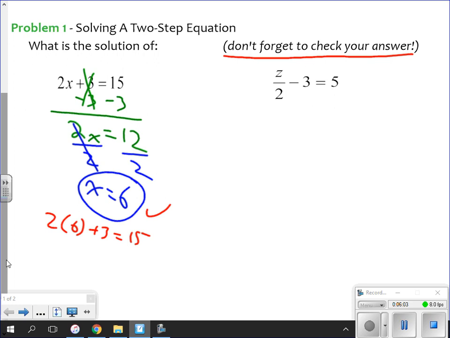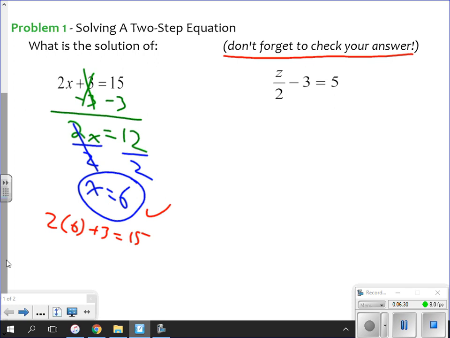Okay, next problem. z divided by 2 minus 3 equals 5. Once again, I have two things that I'm doing to the z. I'm subtracting 3 and I'm dividing by 2. I'm dividing z by 2 and I'm subtracting 3. Which one do I get rid of first?